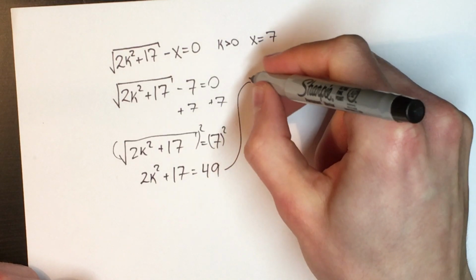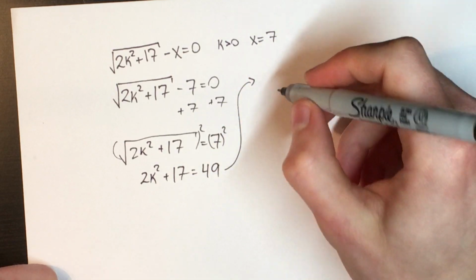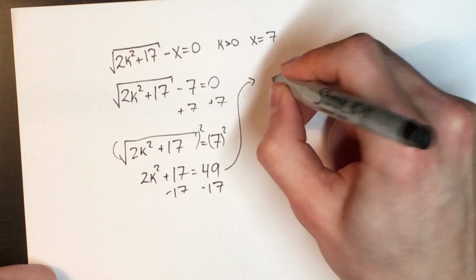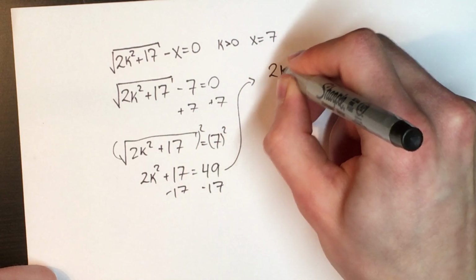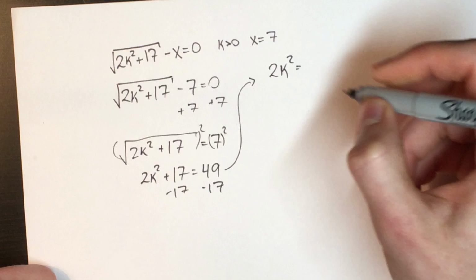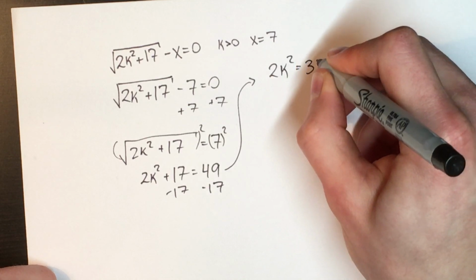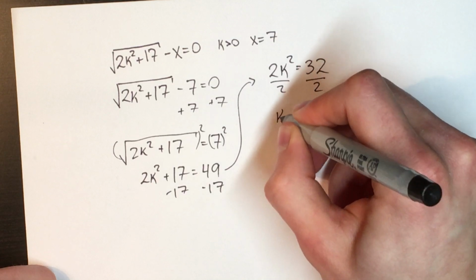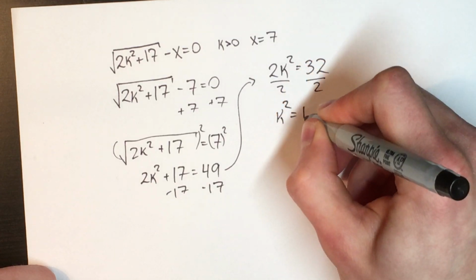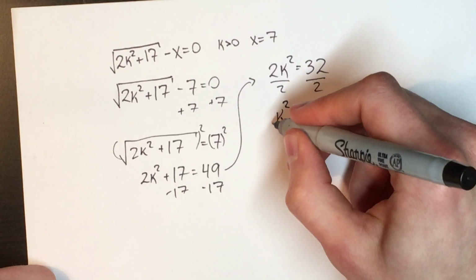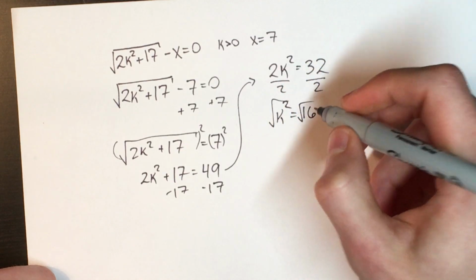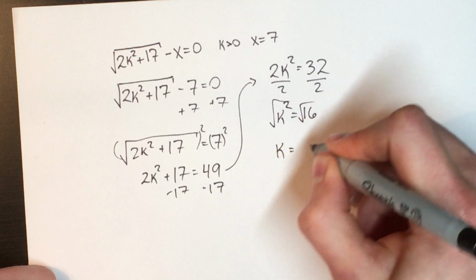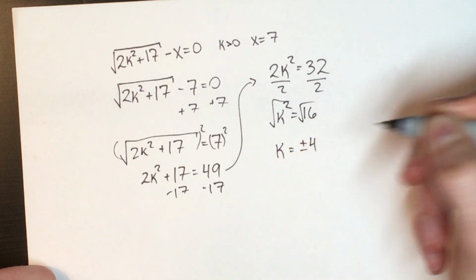We're going to move over here. Let's go ahead and subtract 17 from both sides. So then you have 2k squared is equal to 32. And dividing by 2, which will leave us with just k squared is equal to 16. And lastly, we can, of course, take the square root of both sides, which will finally isolate k, and that will leave us with plus or minus 4.